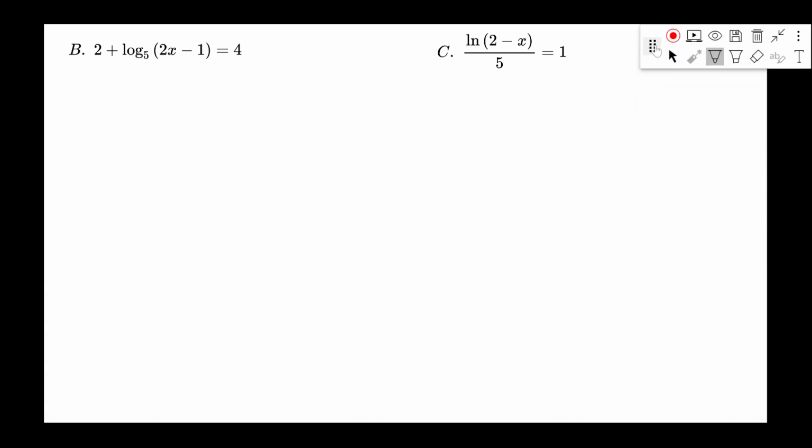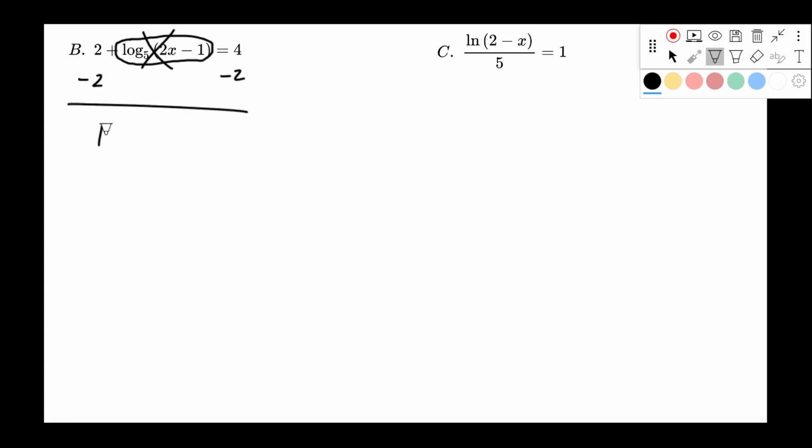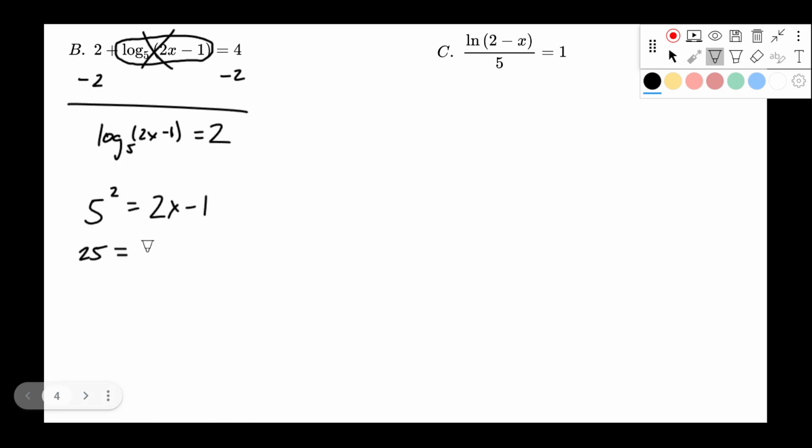All right, let's try a couple more. Same idea. We're working with one log right now. We're going to try to isolate this log with its argument. Remember, treat that like your x. So we're going to subtract 2 on both sides. We're going to have log of 2x minus 1 base 5 equals 2. Now, my log is isolated, so I'm going to switch the form. I get 5 to the second equals 2x minus 1. 25 equals 2x minus 1. Here we go. We're going to solve for x. We add 1. 26 is 2x. And divide by 2. 13. Looks like 13 is the answer.